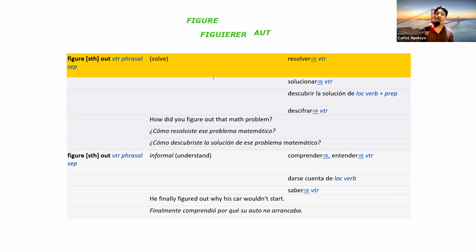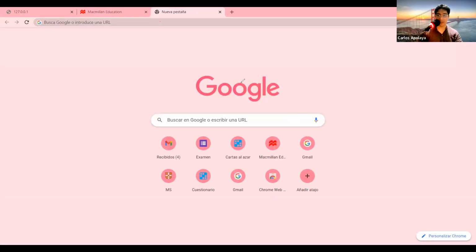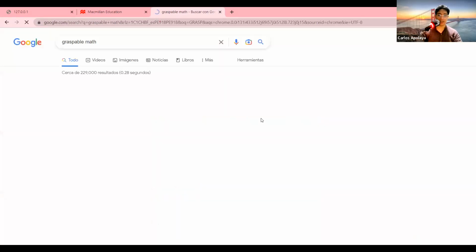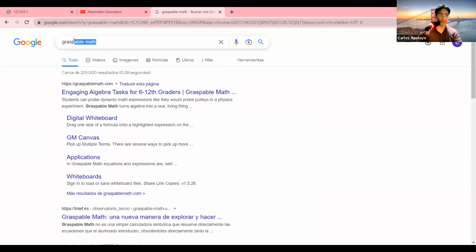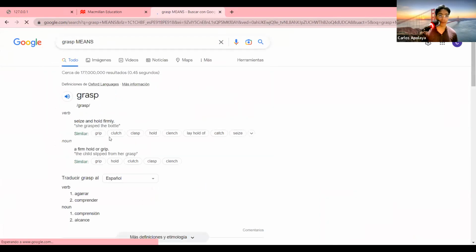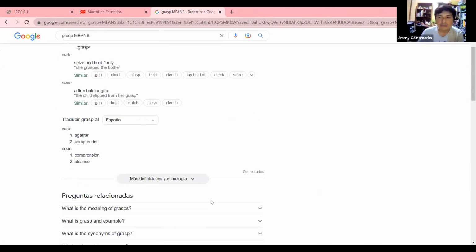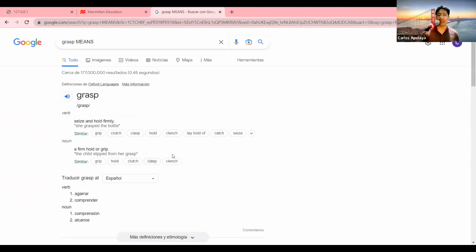Well, another way to say understand is grasp. I don't grasp. Grasp. Let's Google it. It's a new word. It's an advanced word, to be honest. Let me Google this. Grasp means comprender. You see? Where did you learn that word, Carlos? I was reading a psychology book, and they say, I suggest that you grasp the problem before you give your recommendation. That was the meaning in the text.